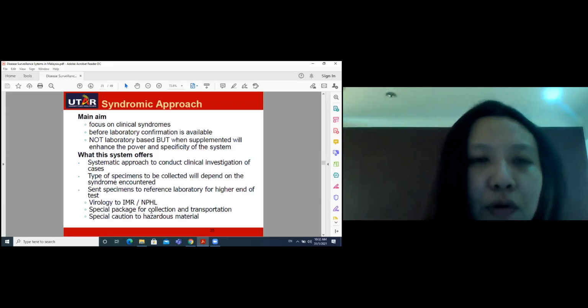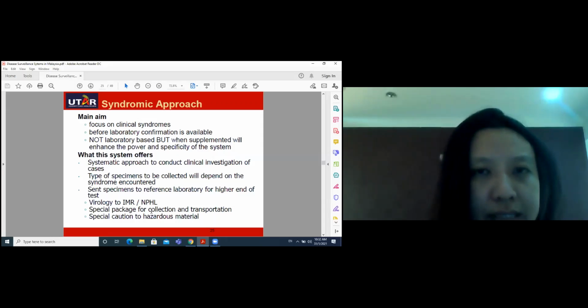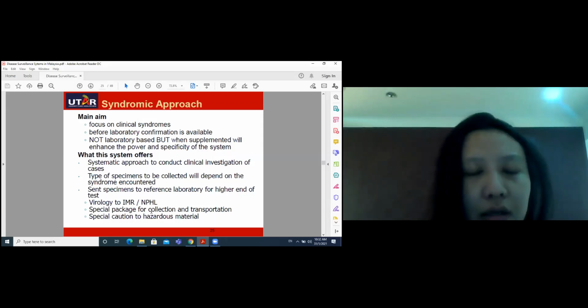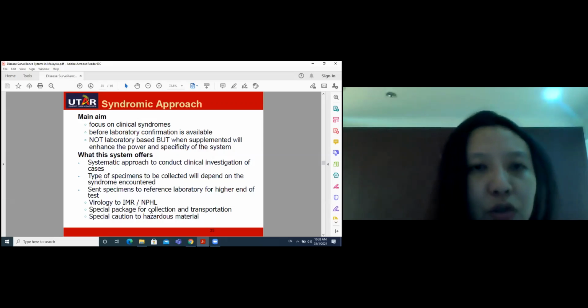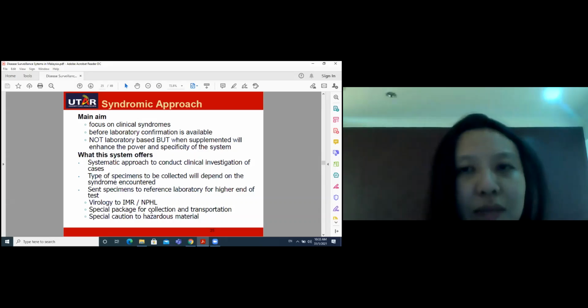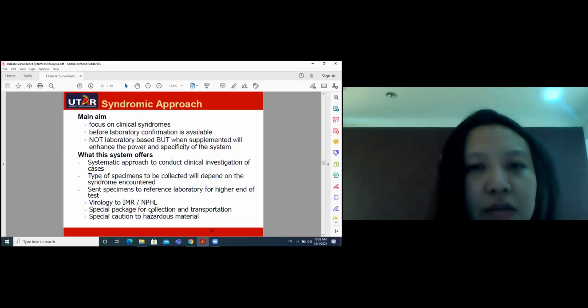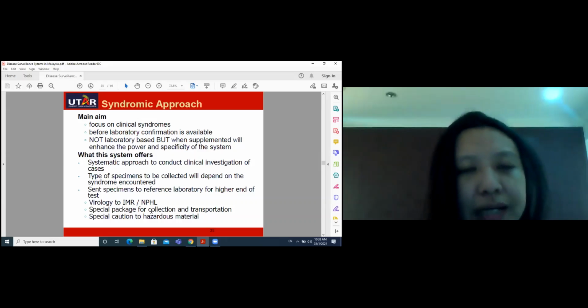So in the syndromic approach, the main aim is to focus on the syndromes rather than on a disease, before laboratory confirmation is available. It is not laboratory based, but when supplemented it will enhance the power and the specificity of the system. So what is this syndromic approach? We conduct clinical investigation of cases in a group of syndromes, and the type of specimens to be collected will depend on the syndrome that we group, either respiratory or diarrheal syndrome.